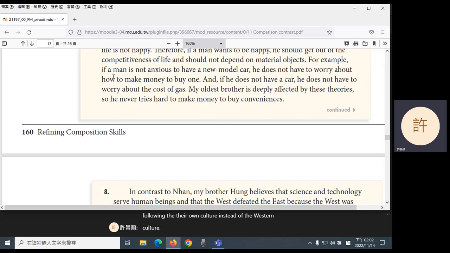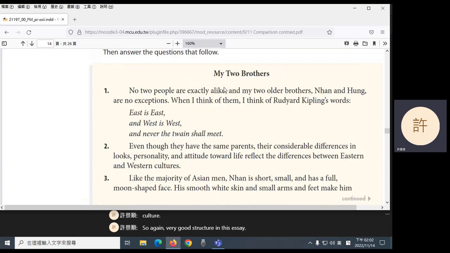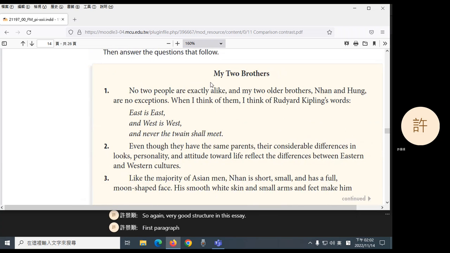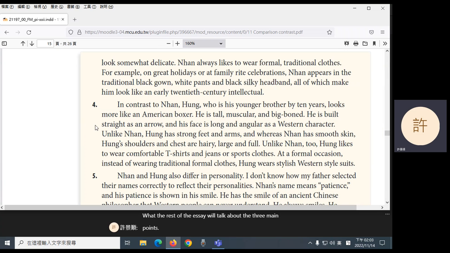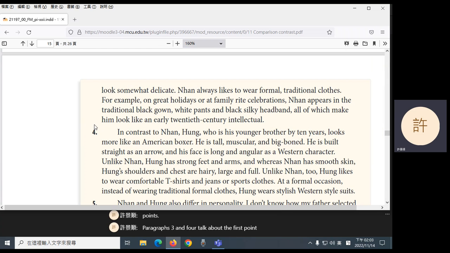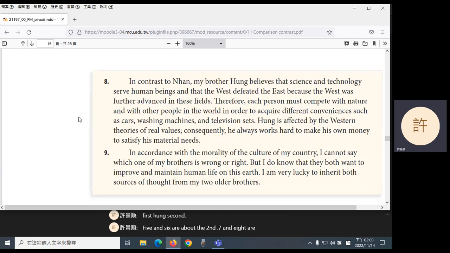So again, a very good structure in this essay. First paragraph points out the two brothers that are going to be compared. The second paragraph tells us what the rest of the essay will talk about, the three main points. Paragraphs 3 and 4 talk about the first point, always Nan first, Hung second. 5 and 6 are about the second point. 7 and 8 are about the third point.